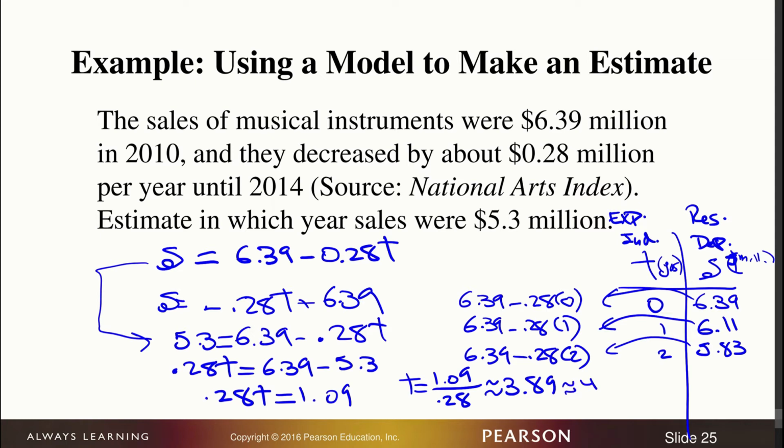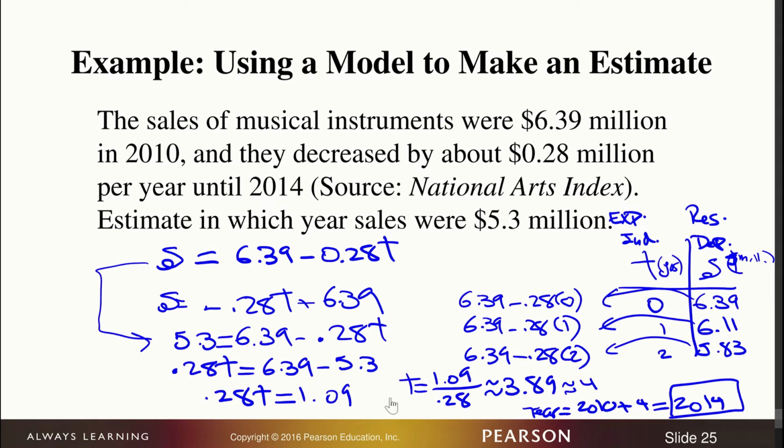So notice that t is the number of years since 2010, right? So the year will be 2010 plus 4, which is 2014. So that's the year, according to the model, when the sales should reach around 5.3 million. Okay, so very, very simple. You're given an output, ask for the input, right? So you're given a sales amount, asked for the corresponding time.